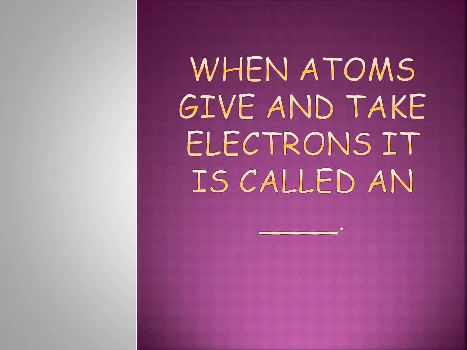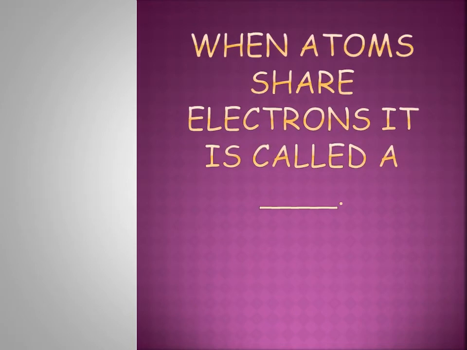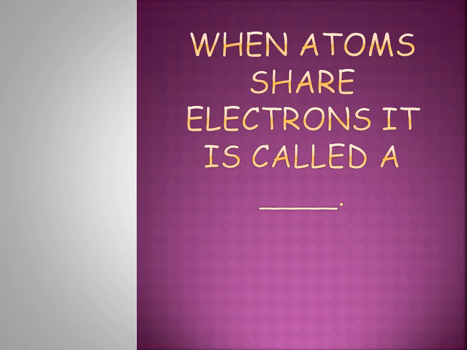When atoms give and take electrons, that's what we call an ionic bond. Because remember, when you lose electrons or when you gain electrons, you have a charge. And when atoms have a charge, they're called ions. So that's where they get that from, ionic bond. When atoms share electrons, this is called a covalent bond.